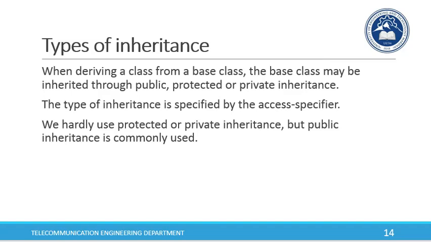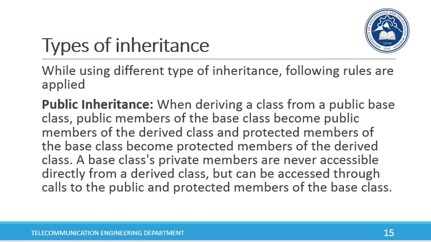When deriving a class from a base class, the base class may be inherited publicly. The above was about access specifiers, that is, how you declare your data and functions. Now, how you do inheritance: you can do inheritance using public, protected, and private inheritance. The type of inheritance is specified by the access specifier. We hardly use protected or private inheritance, but public inheritance is commonly used. While using different types of inheritance, the following rules are applied.